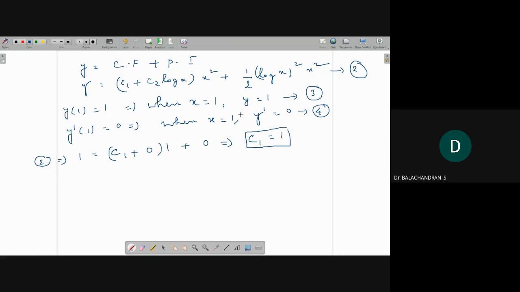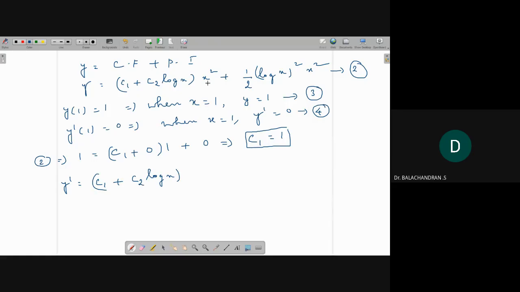Similarly, substitute the initial condition. Okay, first we need a y dash. So I have only y, so we need to find y dash. So UV method. So keep c1 plus c2 into log x as it is.